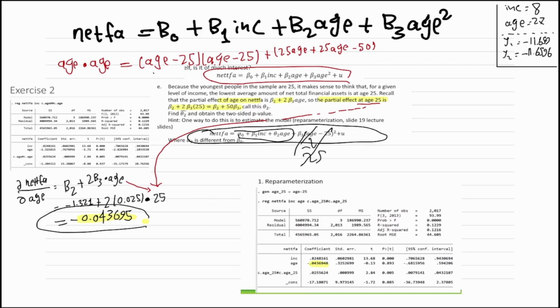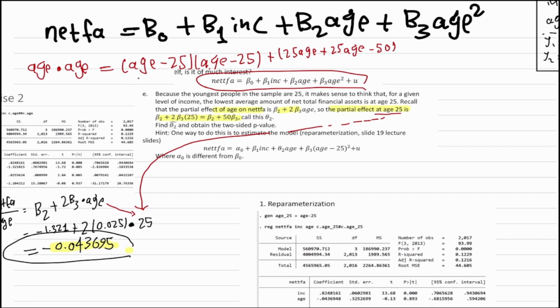And also we can interpret income in the same way. At age 25, an increase in income by 1 unit will increase my income by beta 1, which is 0.8248. And we can see the average partial effect from the coefficient here, or we can take the partial derivative. And income can be interpreted in any way we wish, because it doesn't have an interaction with another variable.